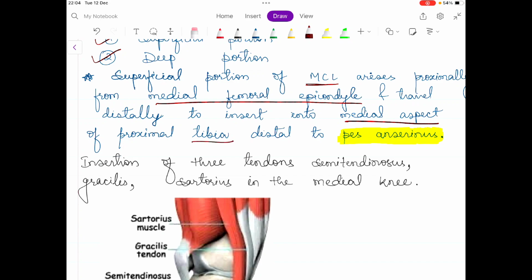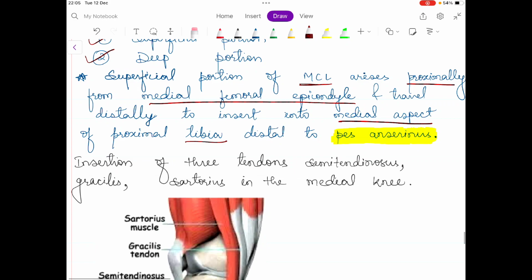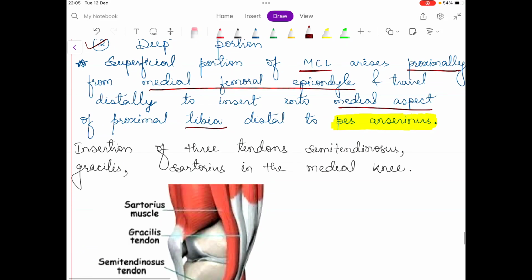And if you want to go a little bit further than this, you could also say that it arises proximally from the medial femoral epicondyle. What does proximal mean? Proximal means towards your head, and what does distal mean? Away from your head. So superficial portion of the MCL, it arises proximally from the medial femoral condyle. We'll talk about its diagram also. And it goes to the distal side to insert into the medial aspect of proximal tibia, distal to pes anserinus.